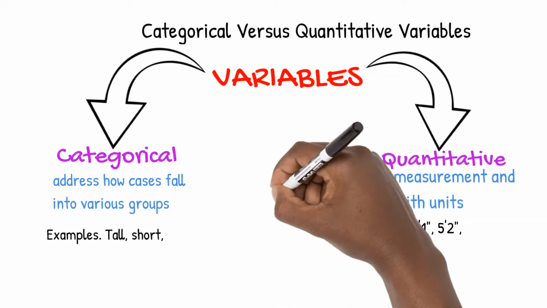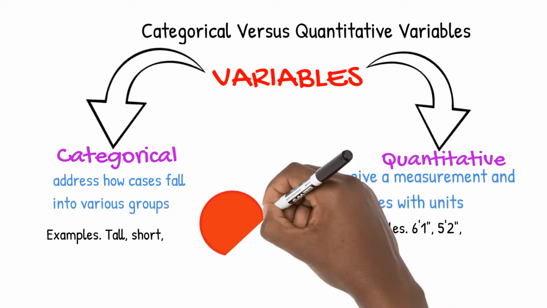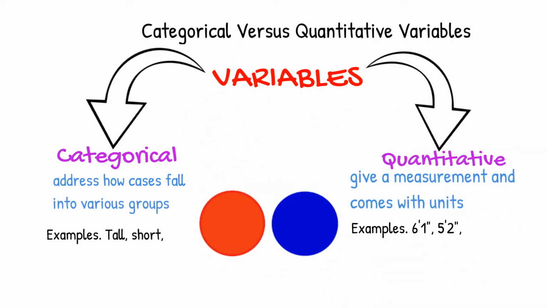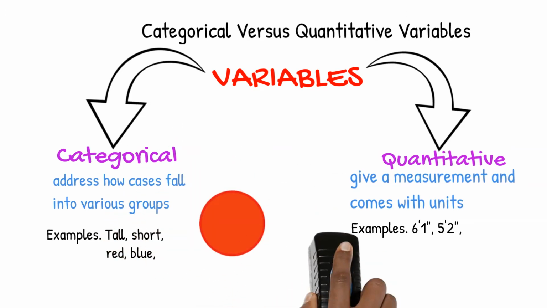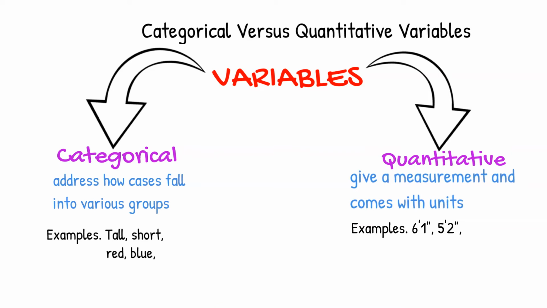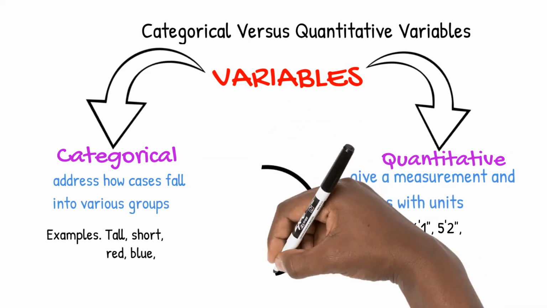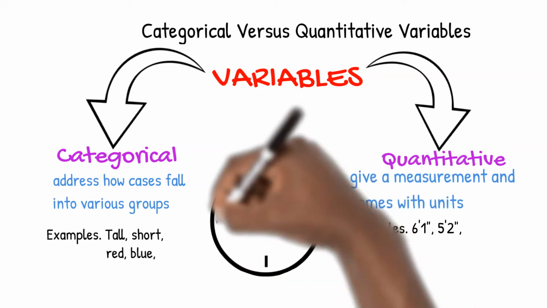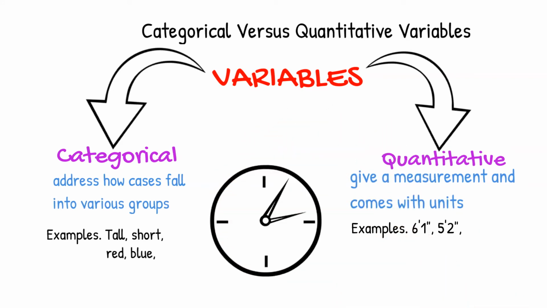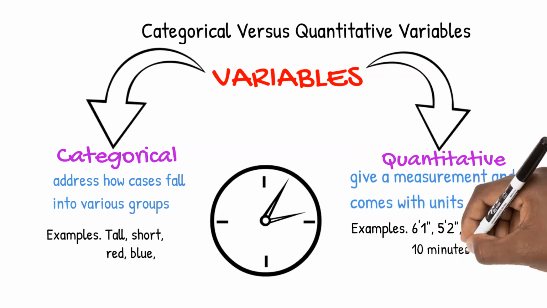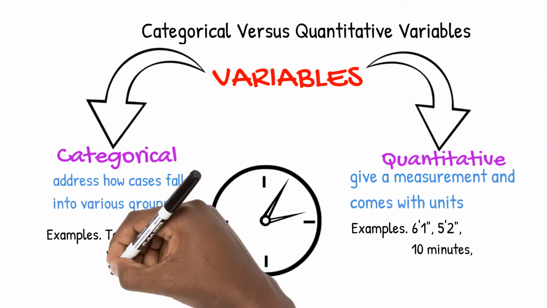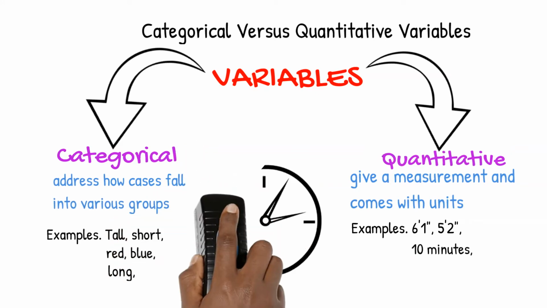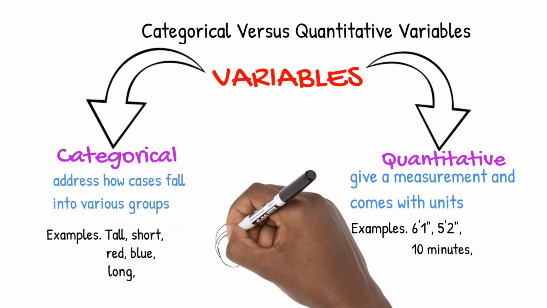Let's look at another example. Here are two circles. If I asked for the distinguishing quality of these circles, you'd probably tell me their colors, blue and red. Colors are an example of categorical data since it's a way to group our cases. How about the information told to us by a clock? A clock can tell us how much time has passed. For example, 10 minutes, a measurement with units, hence quantitative. Or it can tell you that you've been waiting for a long time or a short time, categories.